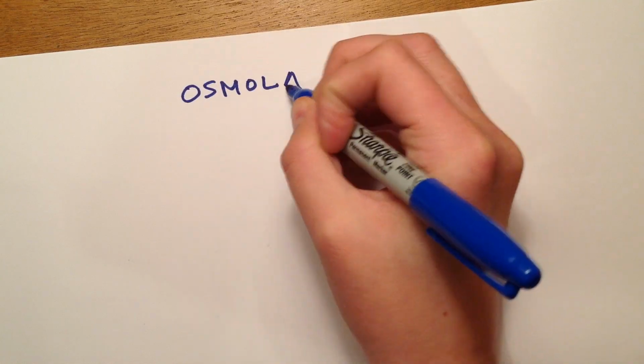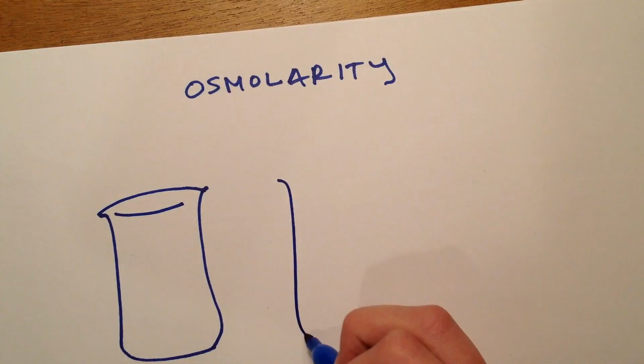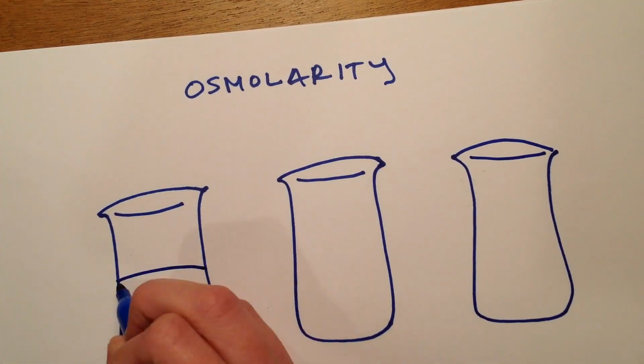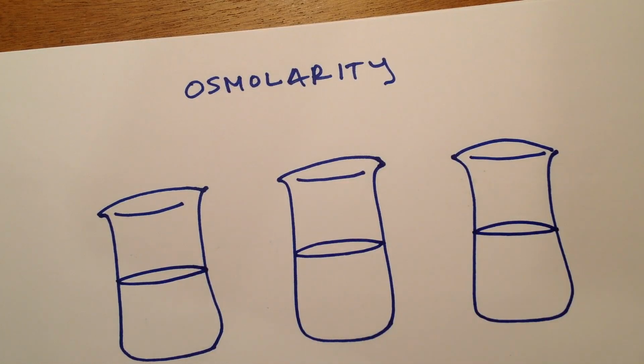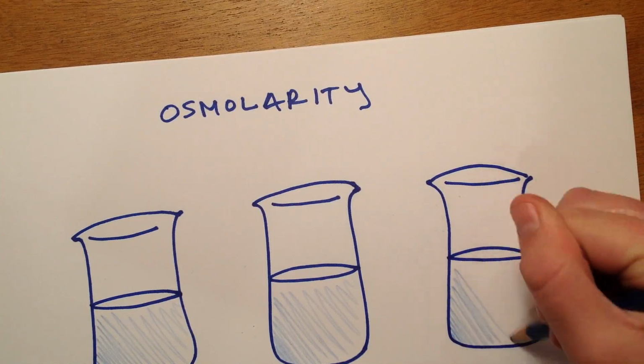Today we will be talking about osmolarity and comparing it to tonicity. To do that, we will look at three different beakers containing solutions of different concentrations. Osmolarity can be used to describe either the solution or the cell. Each dot I draw in the beakers will represent 100 osmoles.